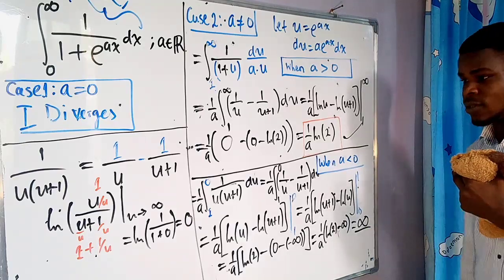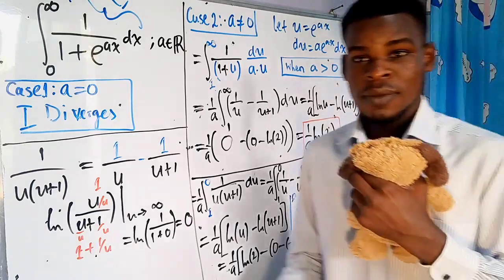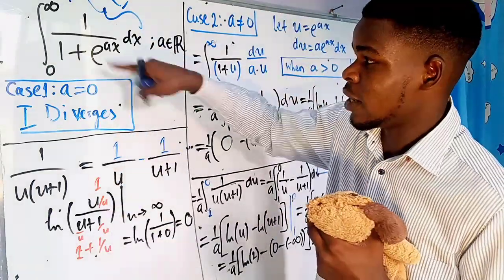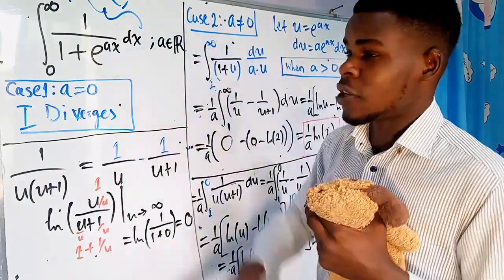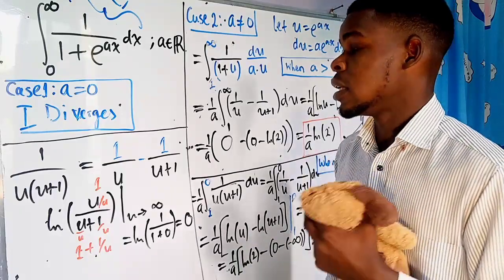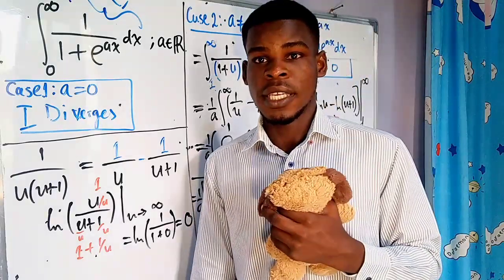It diverges. So you note that the arbitrary constant can actually affect the result of our integral. Okay, that was nice, isn't it?